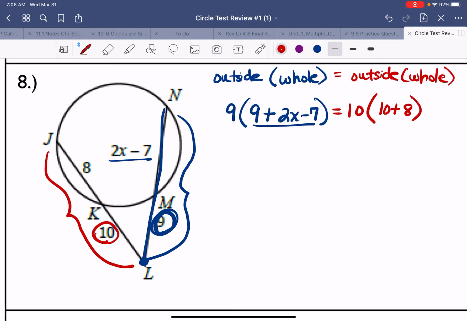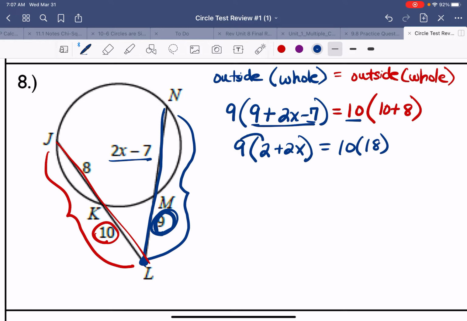Some of you probably will just say, oh, why didn't you just add it in your head? Well, I like to show the full setup, so that's why. So I'm going to combine my like terms. So now I have 9 times, and then we have the 9 minus 7, that's 2 plus 2x, and that's equal to 10 times 18, which I probably should have just written as 180, but that's okay.